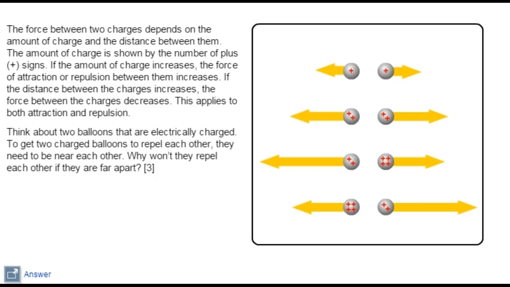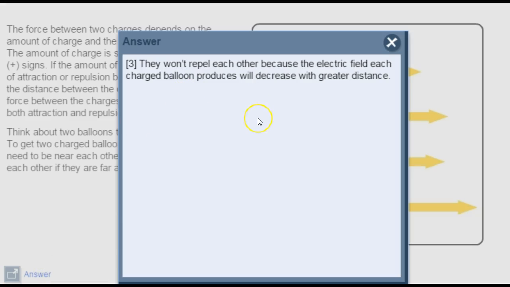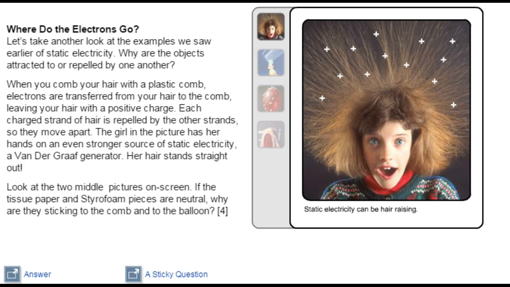Think about the two balloons that are electrically charged. To get two charged balloons to repel each other, they need to be near each other. Why won't they repel each other if they're far apart? We just discussed that. They won't repel each other because the electric field each charged balloon produces will decrease with greater distance. Let's take another look at examples we saw earlier of static electricity.